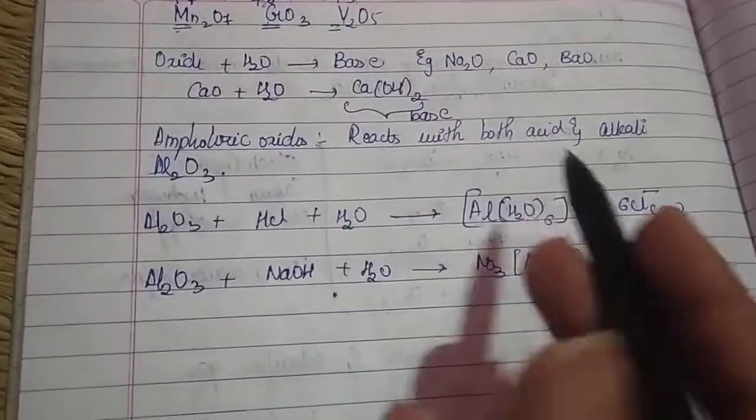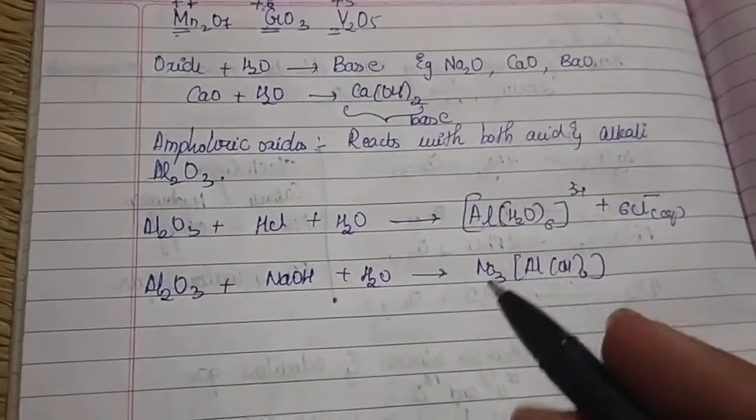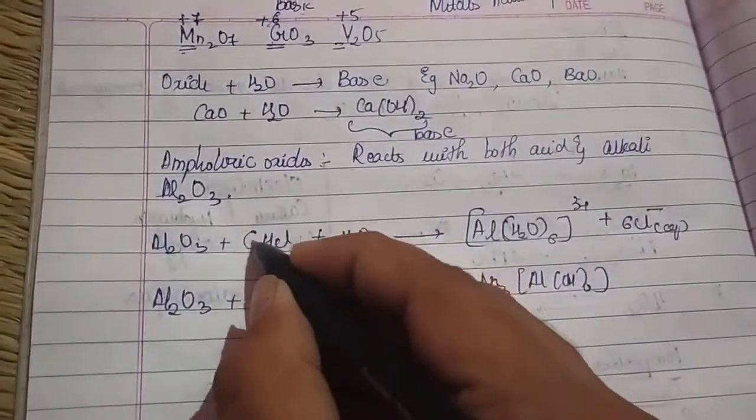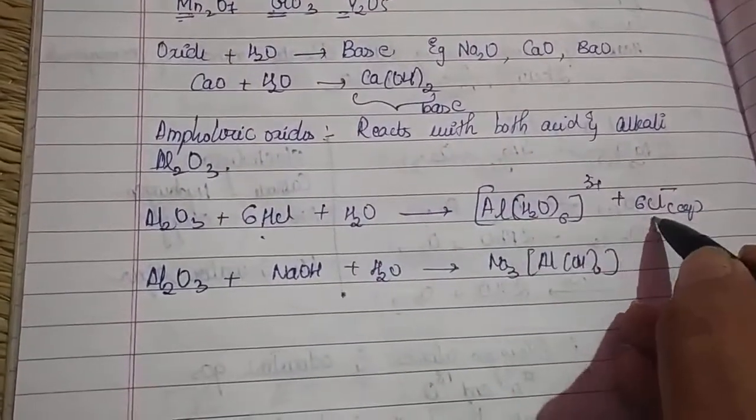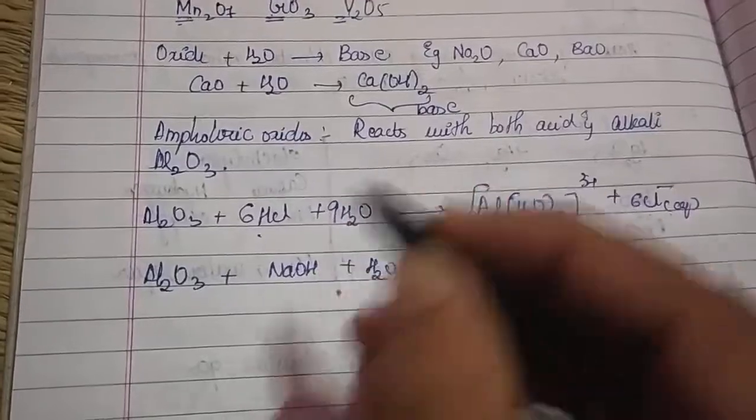If you want to balance the reaction, first of all you will have 6HCl. Here 6HCl means there are 6 Cl minus ions. So here comes your 9 water.